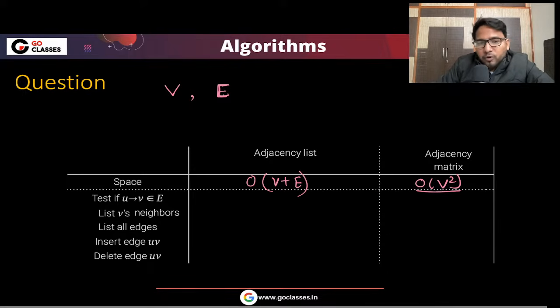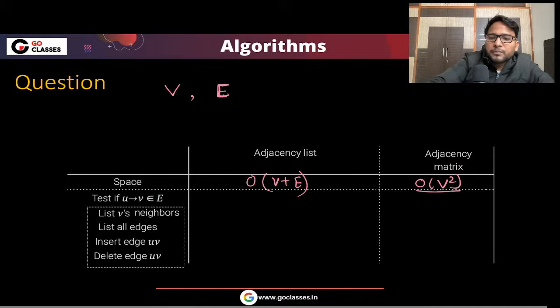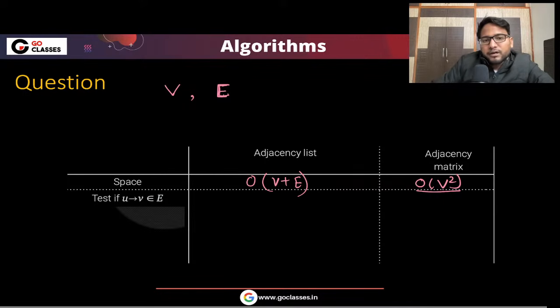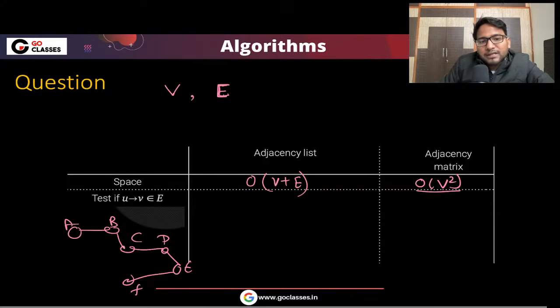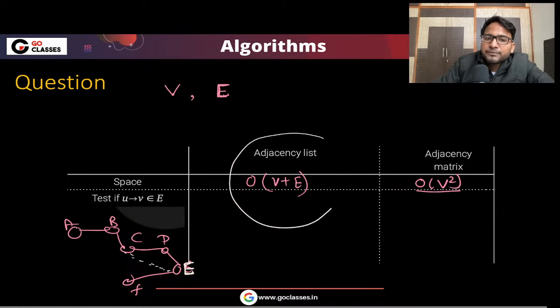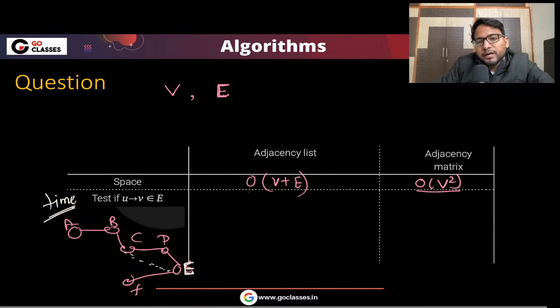Now tell me, suppose someone asks you to check whether a given edge is in the graph or not. Some complicated graph is given to you. This is A, B, C, D, E, F. Someone asks you whether the C to E edge is there or not. Then how can you check using adjacency list? These are the time complexities. How much time will you be taking using adjacency list?